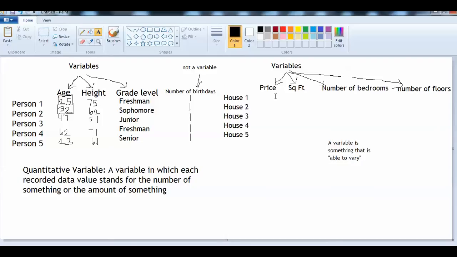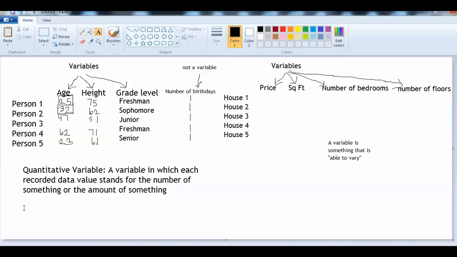What about over here? When we were recording things about houses, the number of bedrooms is a quantitative variable because each data value is the number of something. The number of floors is quantitative. Price is quantitative. Square feet is also quantitative.